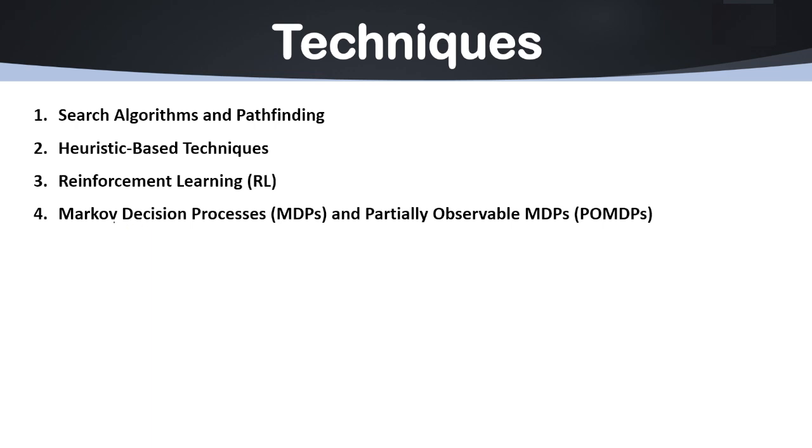Next technique is Markov decision processes, that is MDPs, and partially observable MDPs, that is POMDPs. All right. Under this, we have the first algorithm, that is Monte Carlo sampling. It is basically used in complex probabilistic models to estimate the outcomes and uncertainty, enabling rational decision making in uncertain environments. That's why we use Monte Carlo sampling.